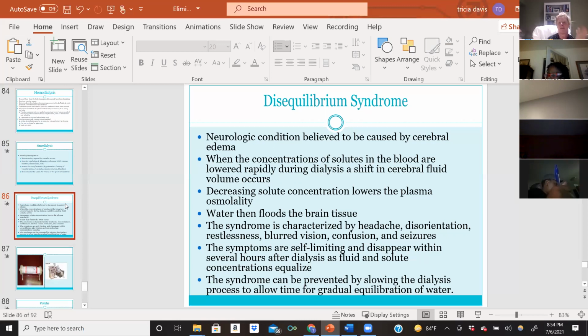The syndrome can be prevented by slowing the dialysis process to allow time for gradual equilibrium of water. So sometimes your patient will be gone. I feel like 4 hours is a really adequate time for dialysis. Sometimes they're gone for 6 or more hours. Usually when that happens, it's because they have to go super slow delivering that dialysis and doing that procedure because the patient can't tolerate it. And they usually tell you that and report when they call you.